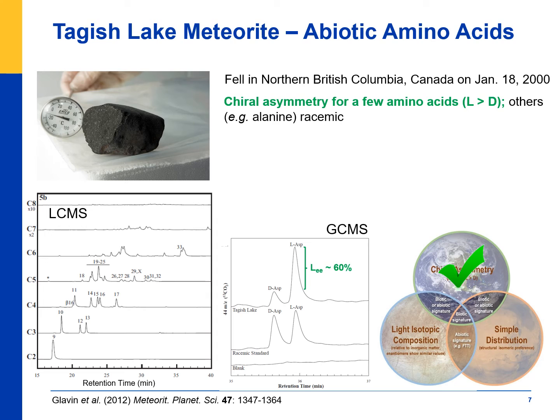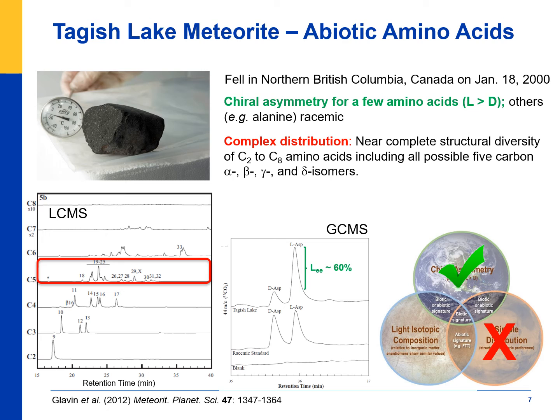And what we found is that we do have chiral asymmetry for a few amino acids. Aspartic acid is shown there in the bottom in the GCMS plot, where we see an L excess of aspartic acid of about 60%. Although it's interesting to note that not all protein amino acids in this sample had L excesses. Others, for example, alanine, were racemic. So again, this suggests that there was not significant biological contamination of this meteorite. Nevertheless, we do satisfy the requirement for chiral asymmetry.